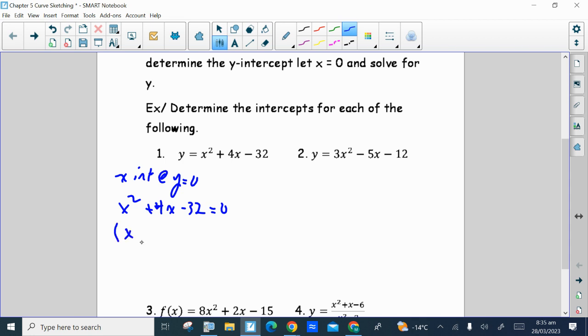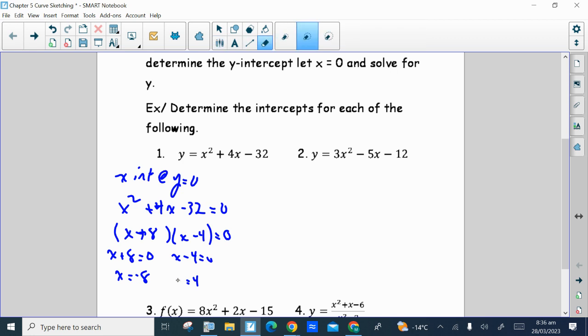So this quadratic could be factored. Two numbers that multiply to get negative 32, add to get positive 4 would be positive 8 and negative 4. And then the x-intercepts are the solutions. They are where each factor equals 0. So they are at negative 8 and positive 4.